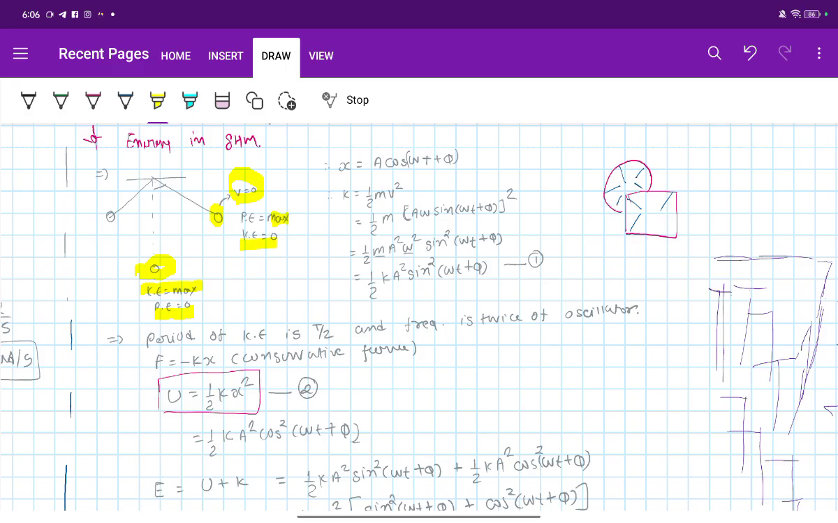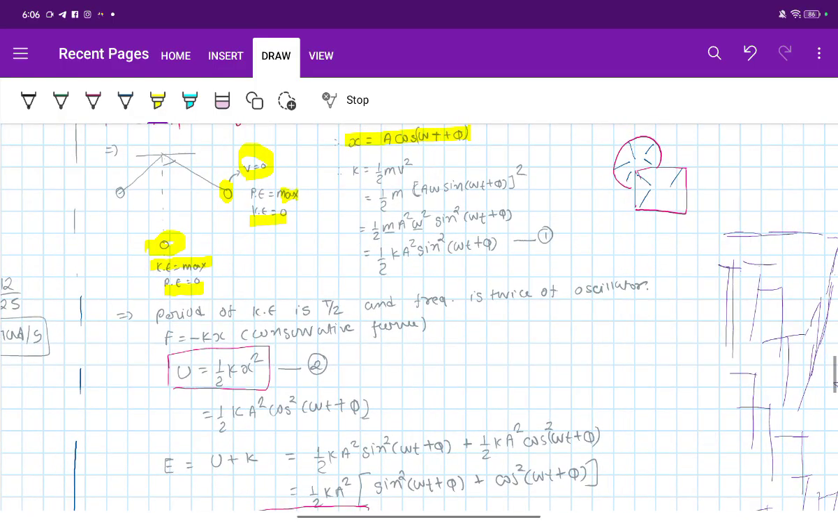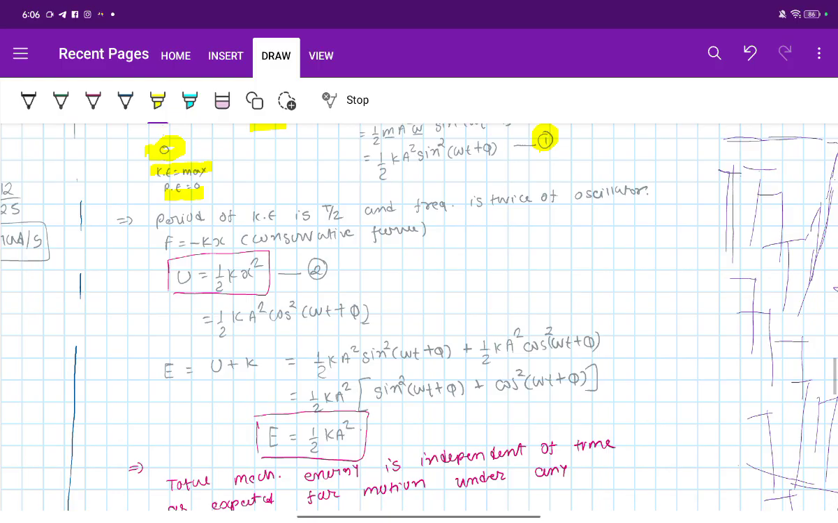We know the displacement equation is given as x = A cos(ωt + φ). And the expression for kinetic energy is half mv². And we derived the velocity equation from this displacement equation, and that was Aω sin(ωt + φ). That is just the differentiation of this displacement equation. So after that, we'll end up with this equation. This is the kinetic energy. So remember that the period of kinetic energy is T by 2 and the frequency is twice that of the oscillator.